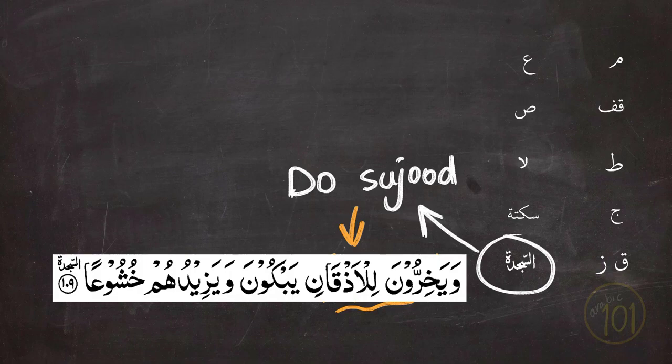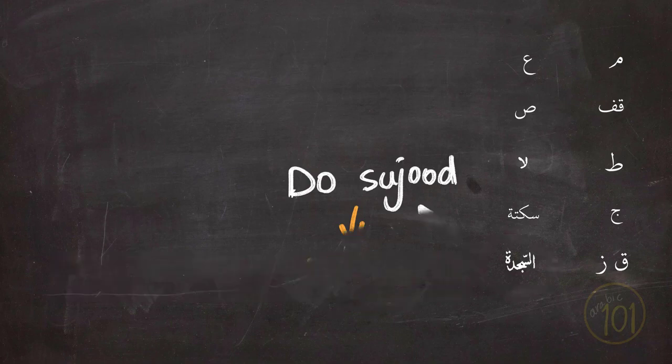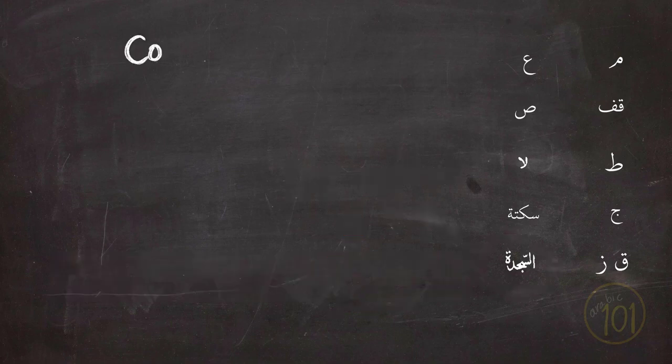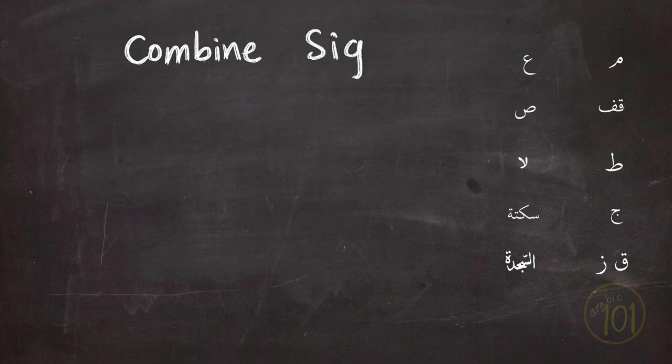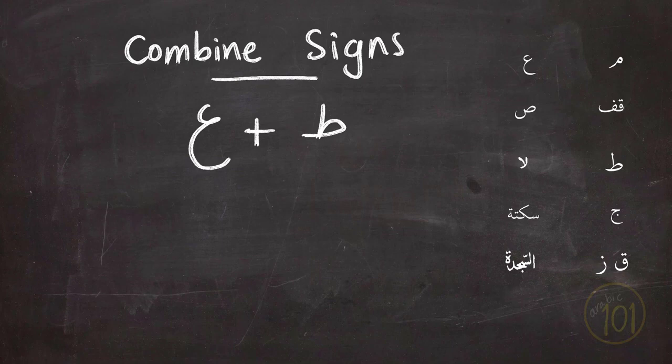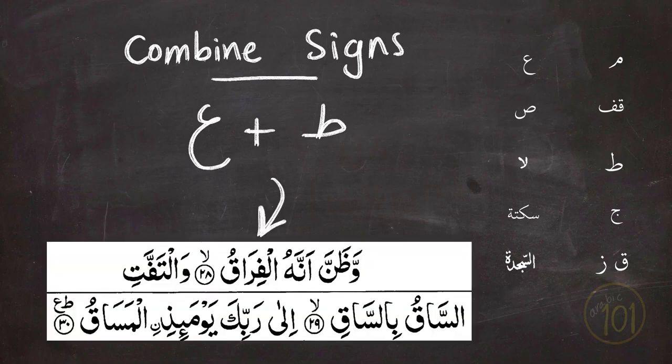After reading this verse, you are supposed to do sujood for Allah. And also pay attention to the fact that sometimes there could be two signs at the same spot, but that doesn't mean that they contradict each other or cancel each other out. They could just work together, like in this example.